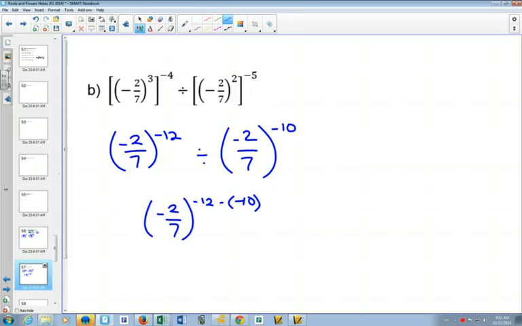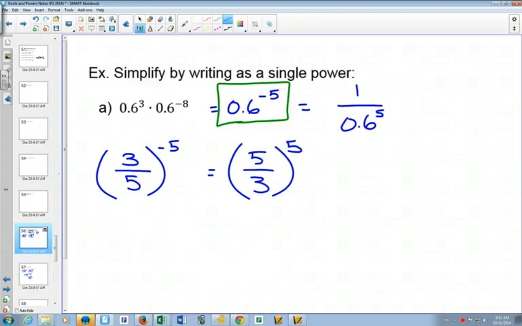What do we get when we do negative 12 minus negative 10? Negative 2. So we would technically be done, right? Because we have written it as a single power. So according to the instructions, and I'm trying to point out the instructions over and over again because on the last quiz, there was a big gap between what the instructions said and what people did. It's very important that you understand the instructions so that you can write it out properly.